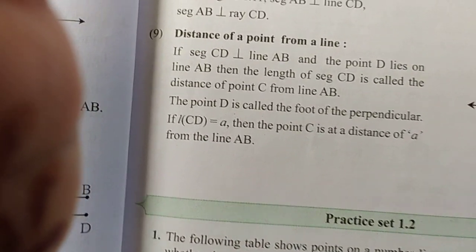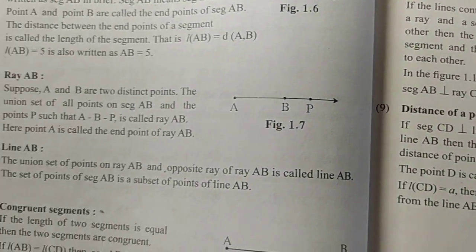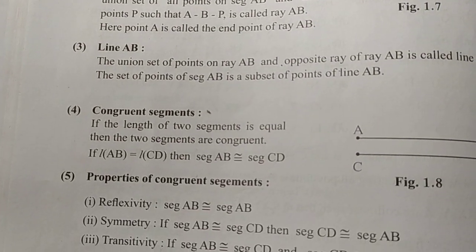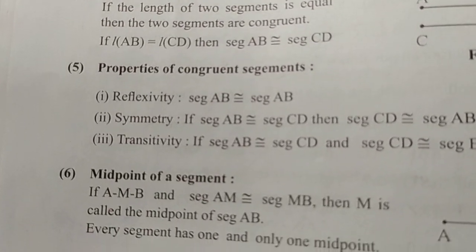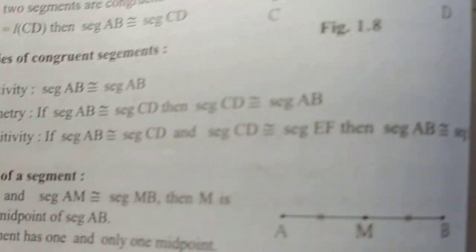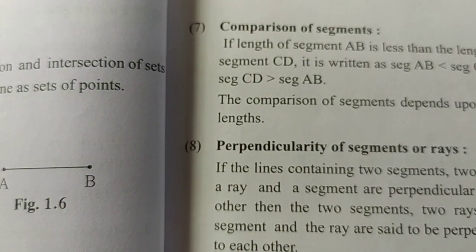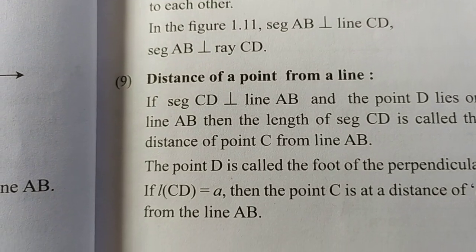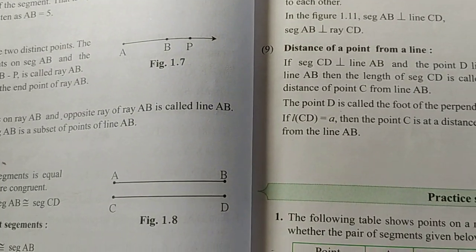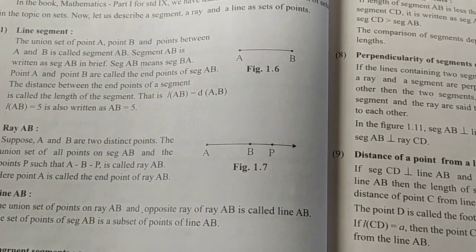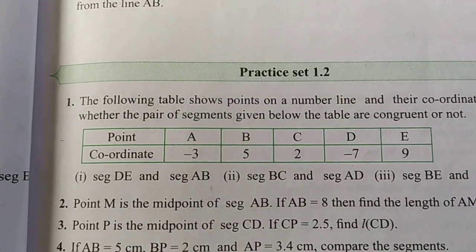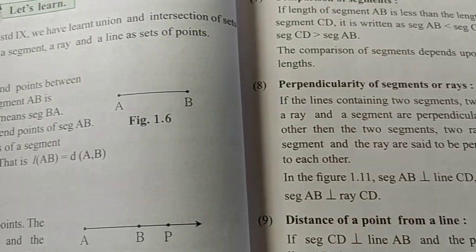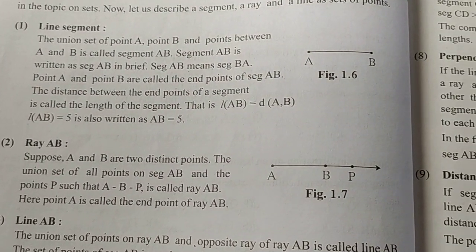See, these basic things I have explained today: line segment, ray, line, congruent segments, properties of congruent segments, midpoint of segments, comparison of segments, perpendicularity of segments, distance of a point. These 9 things you have to write down in your notebook with the diagram. Okay, 1.2 we will study in the next period. Just write down all these basic things and read them out. Okay, thank you.